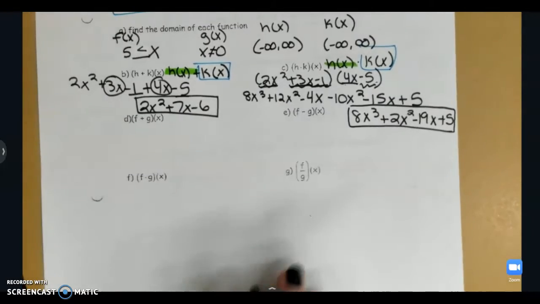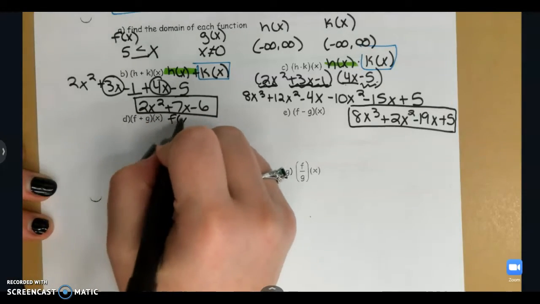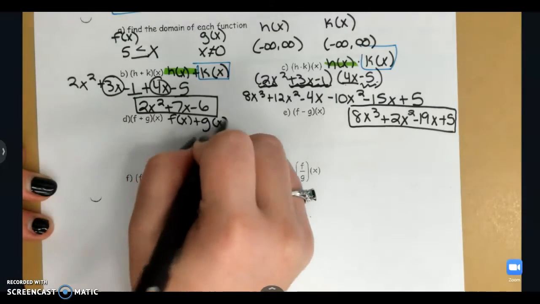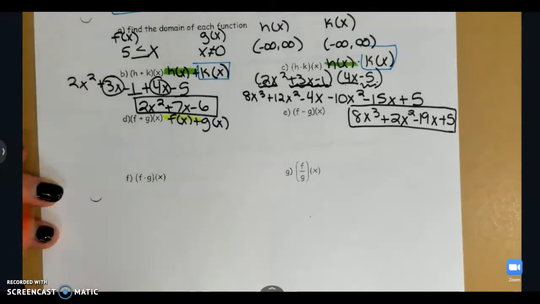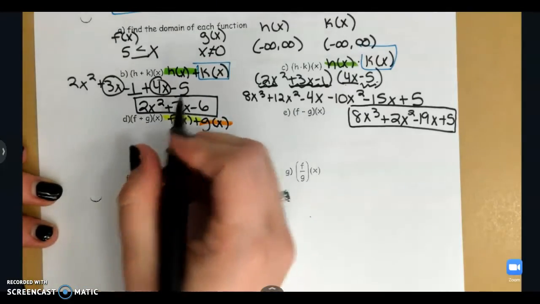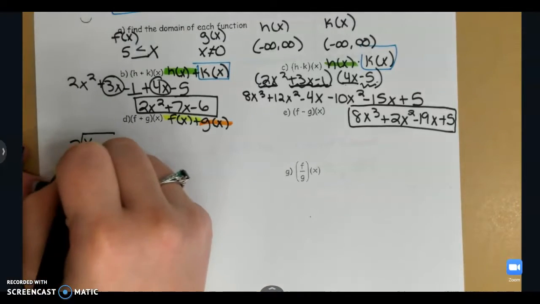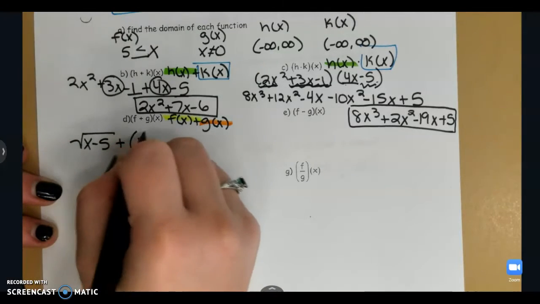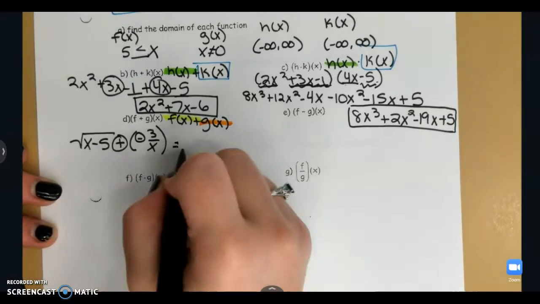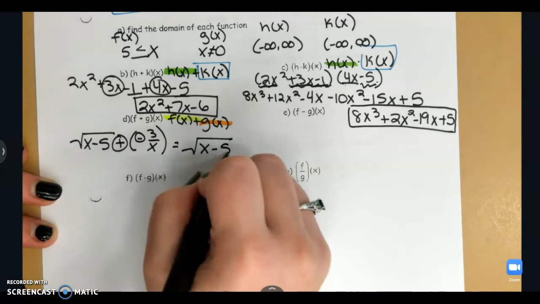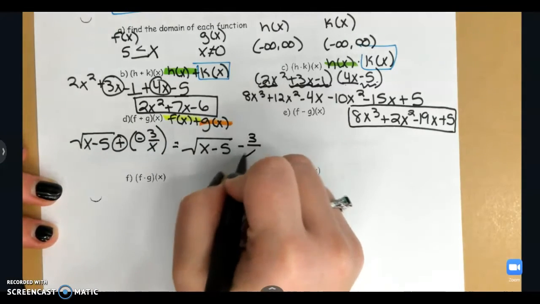Okay. D, again, this is just f of x plus g of x, and this here is my yellow and my orange function from the top. So I'm going to have square root of x minus 5 plus negative 3 over x, and because I have plus a negative, that's just going to be square root of x minus 5 minus 3 over x.